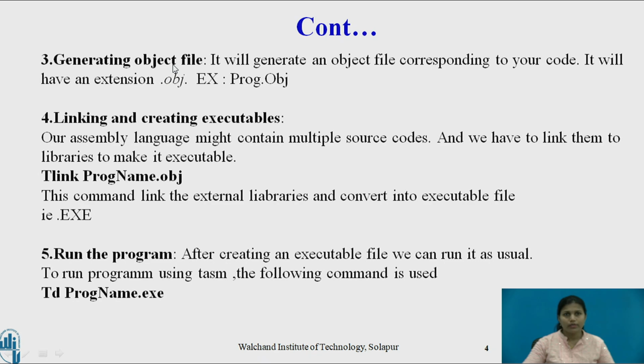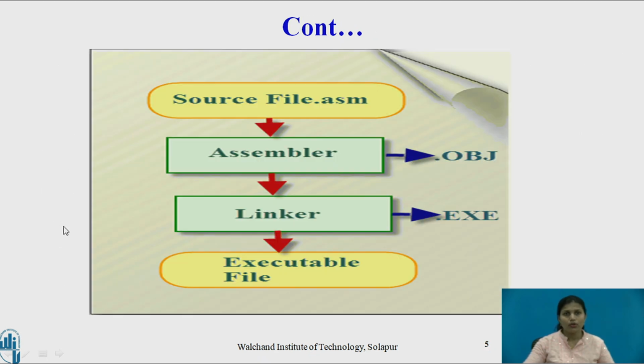After generating the object file, the next step is to link the file. To link the file we have the command, that is tlink program name .obj. So after linking your program, it will create the .exe file, and finally you are going to run the program with the help of this command, that is td program name .exe. So for execution of a program you have to follow these steps.